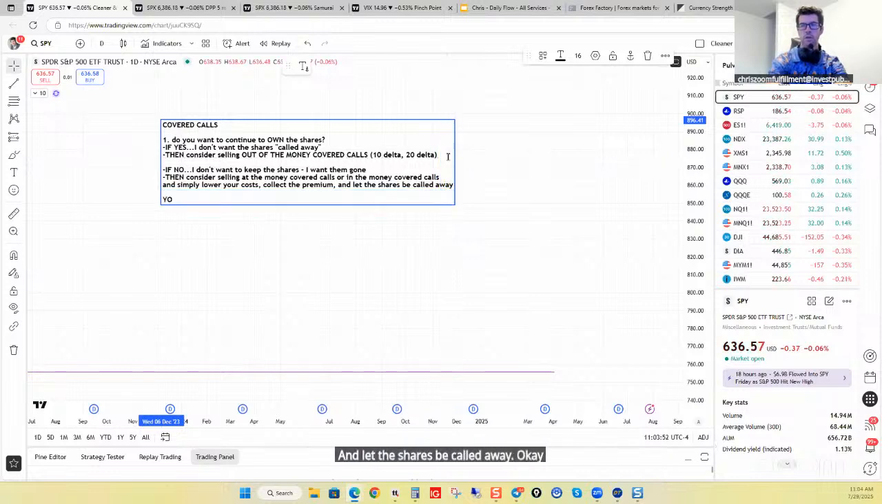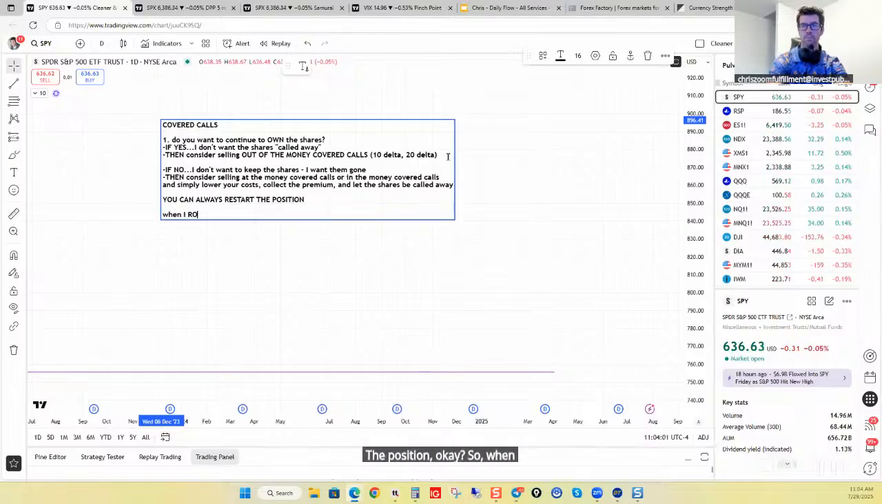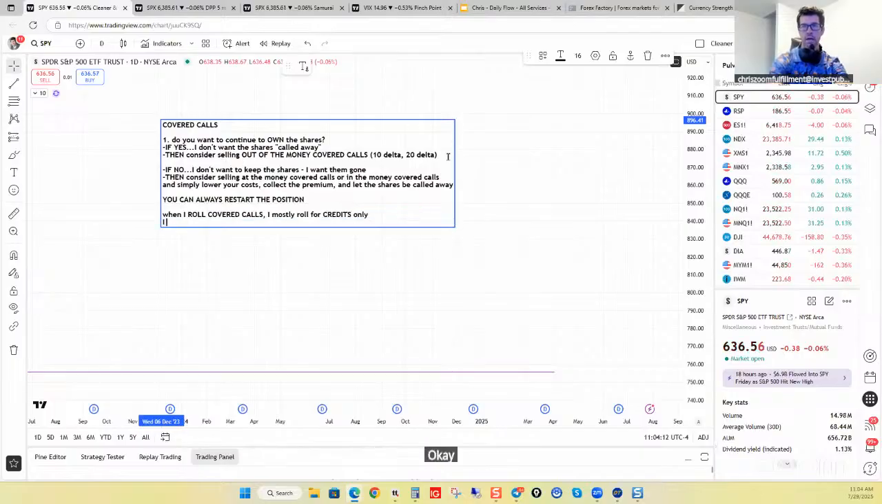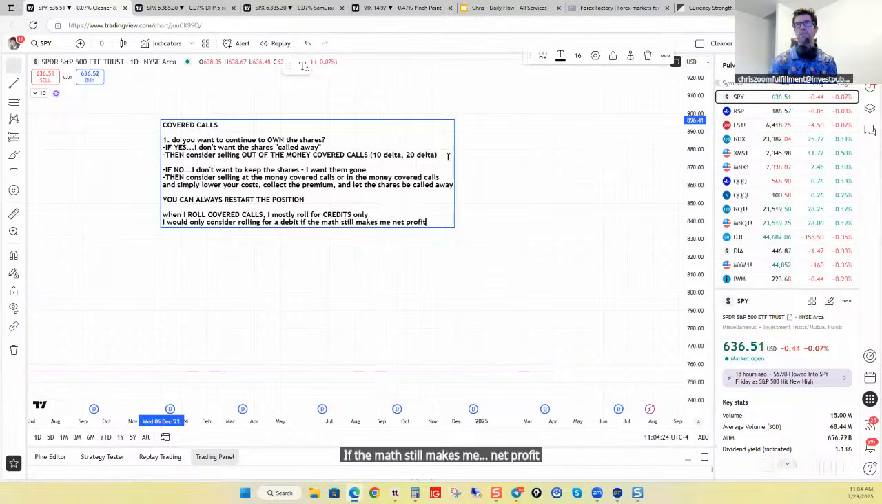Okay. You can always restart the position. So when I roll covered calls, I mostly roll for credits only. I would only consider rolling for a debit if the math still makes me net profit.